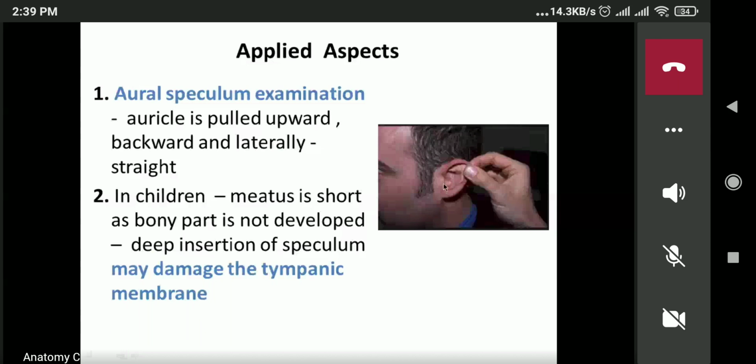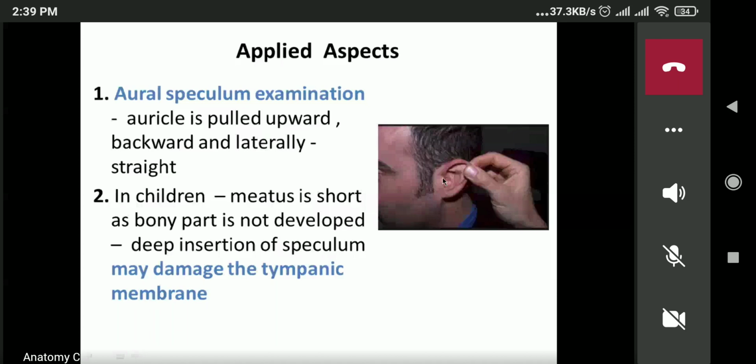Then in children, in case of a newborn, as the bony part is not developed, the external auditory meatus is short, isn't it? So whenever you have to examine the ear with the help of the aural speculum, you should be very careful because it is short or small in children. Deep insertion of the ear speculum might damage the tympanic membrane, so you should be extra cautious.